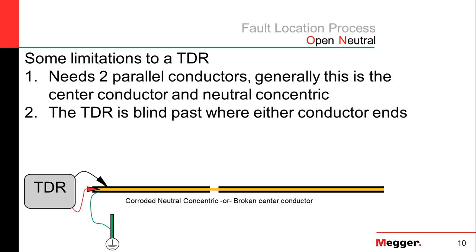And down below, we have a TDR connected to a cable, and in this case, the neutral concentric is corroded away at some point. It could just as easily be a broken center conductor at that location. When we apply the TDR pulse, instead of seeing to the end of the cable, 100% of the signal reflects off of this broken conductor. So you have an expectation to see a certain distance down the cable, and we don't see all the way down to the end.